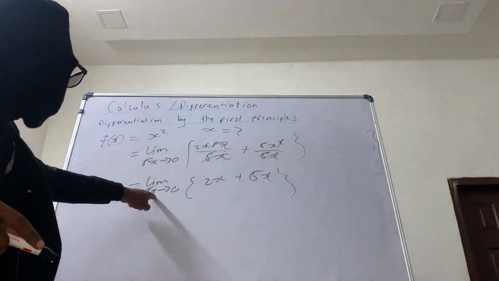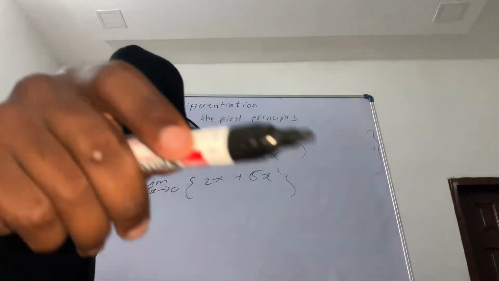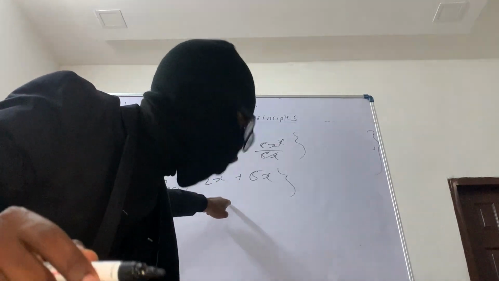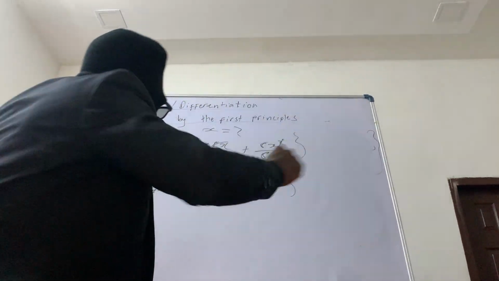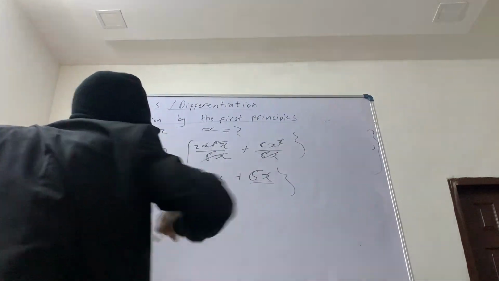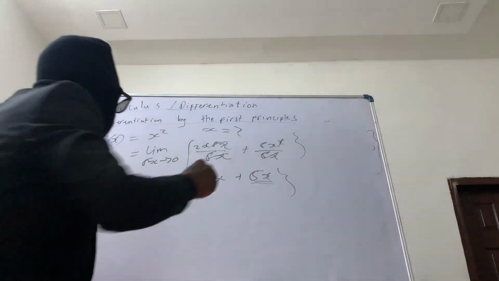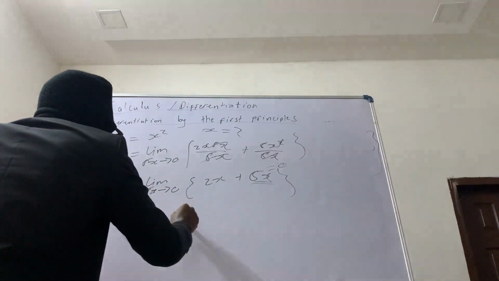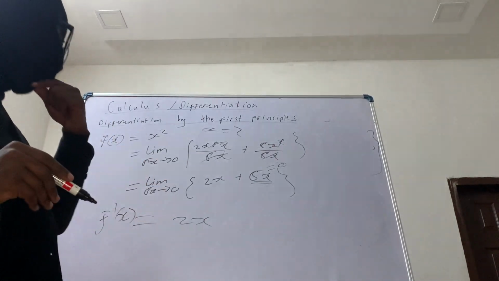Now we are told that delta x is approaching 0, so we go into our function and substitute 0 everywhere we see a delta x. Only here do we have our delta x, so this is equal to 0. We are left with 2x. f prime of x is going to be 2x.